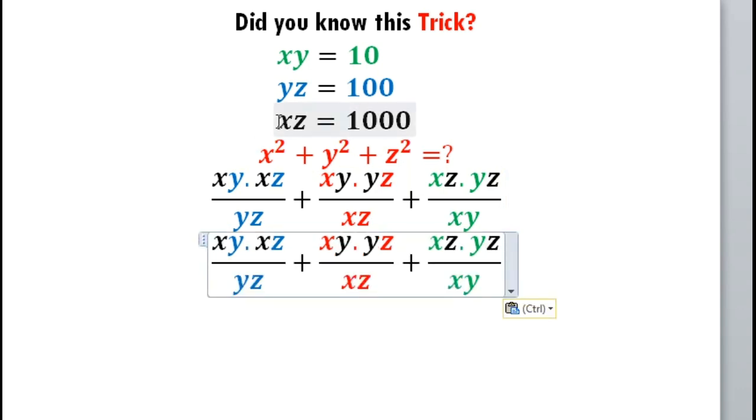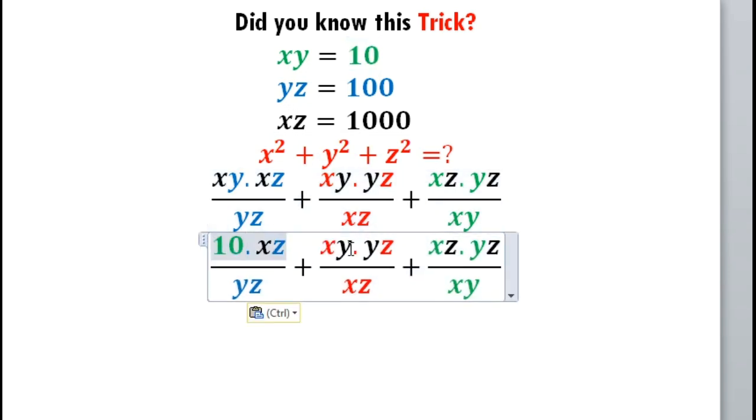So from there, now we can duplicate this equation. Now here, we've been given xy to be 10. So anywhere you see xy, we will put 10. This xy we've been given is 10. This xy we've been given is 10. So we've substituted all xy with 10.